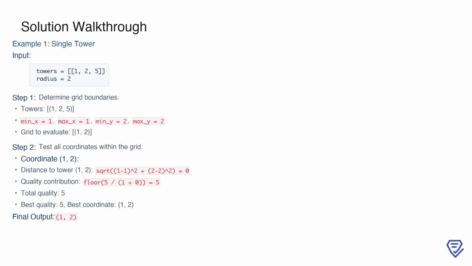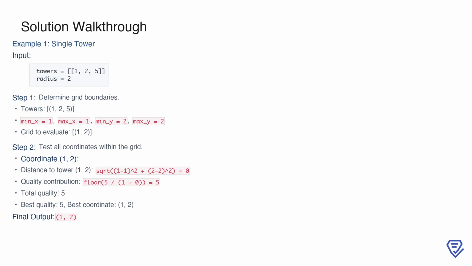To solve the problem, we start by analyzing a simple case with a single tower. The input consists of one tower located at 1, 2, with a signal quality of 5 and a coverage radius of 2. First, we determine the grid boundaries by identifying the minimum and maximum x and y coordinates based on the tower's location. Here, the only tower is at 1, 2, so the grid to evaluate is limited to this single point.